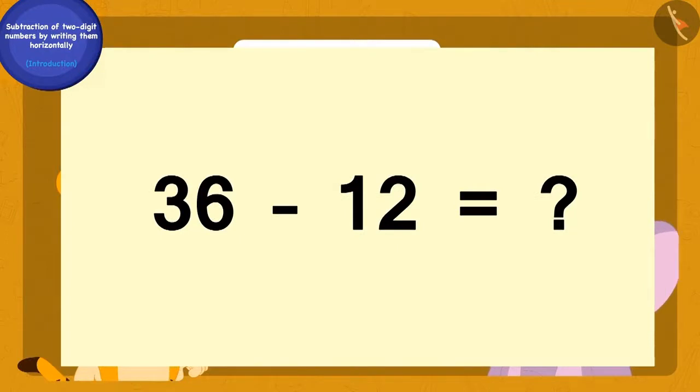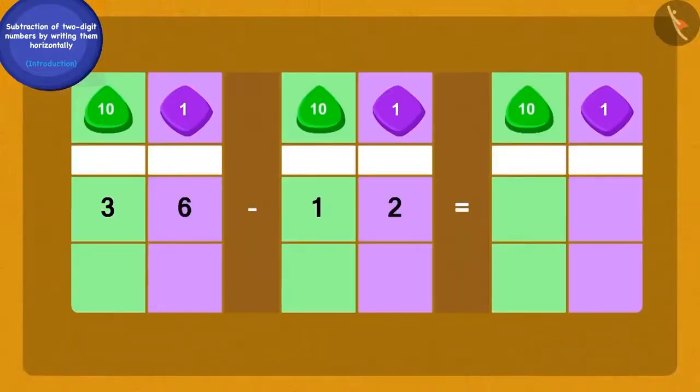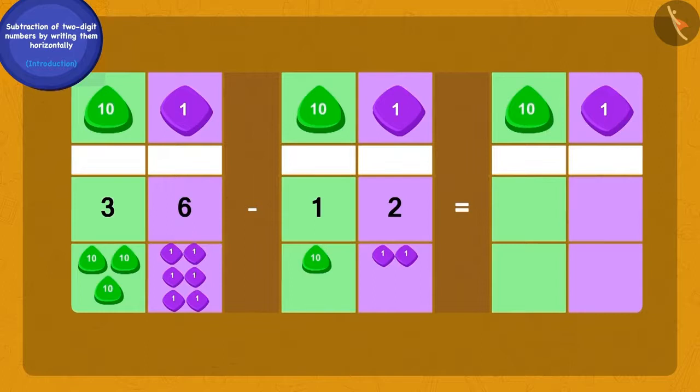Children, can you answer Bablu's question? Let us do this together. What are we going to do first? Yes, we will write 36 and 12 as 10 and 1 tokens like this. Now we will subtract the 2 ones of 12 from the 6 ones of 36. How many ones are we left with now? Yes, we have 4 ones left with us.